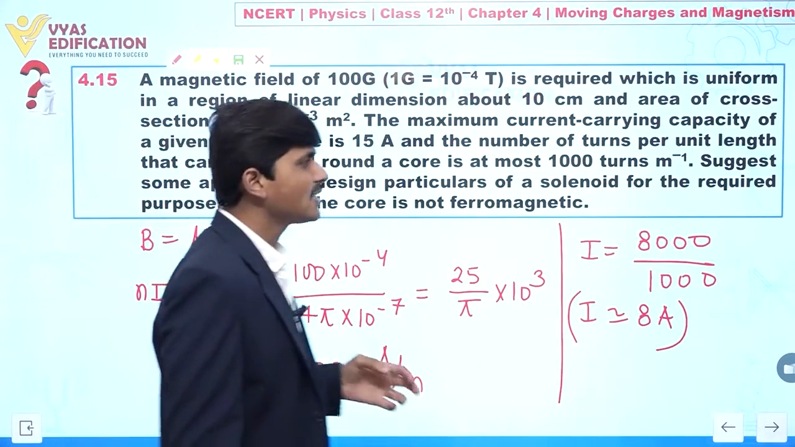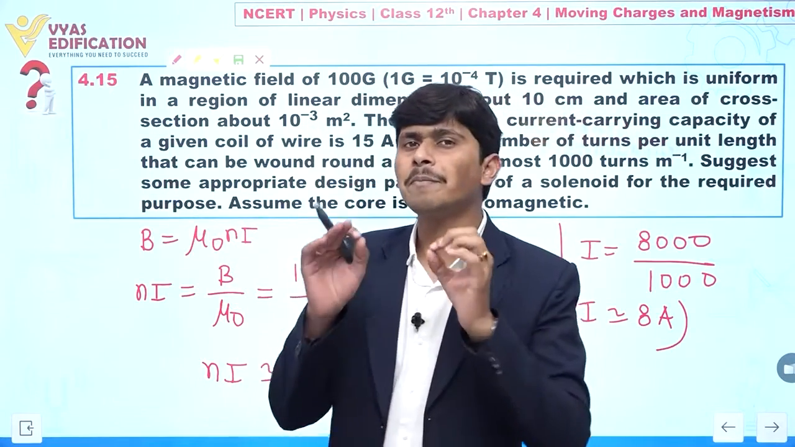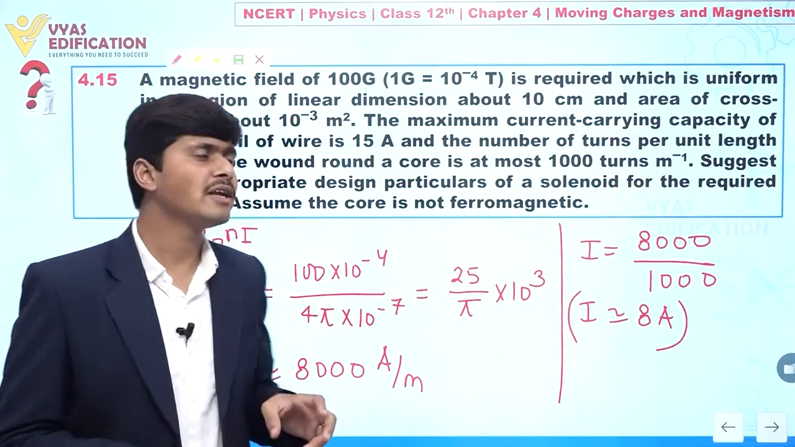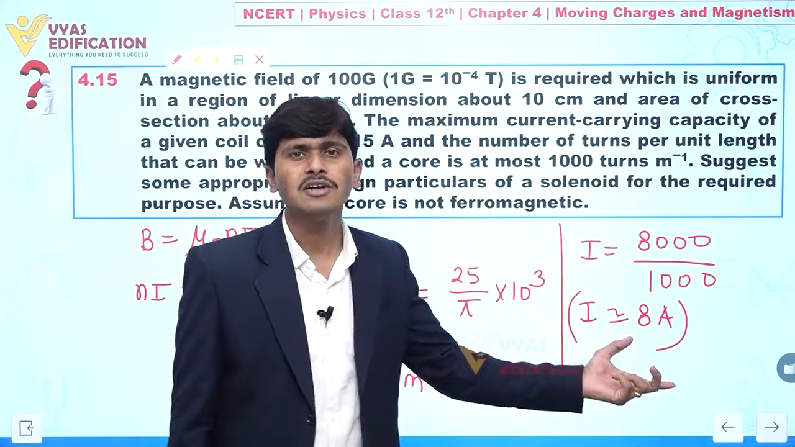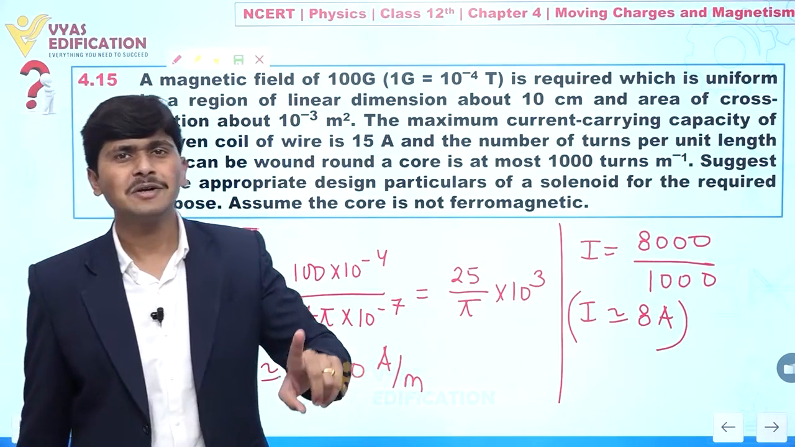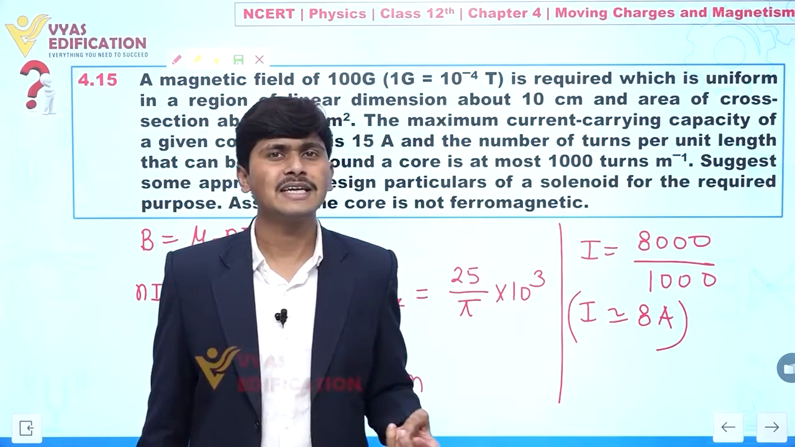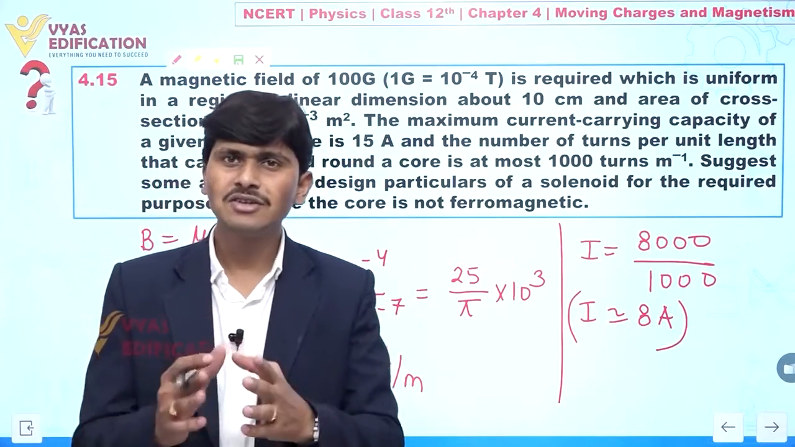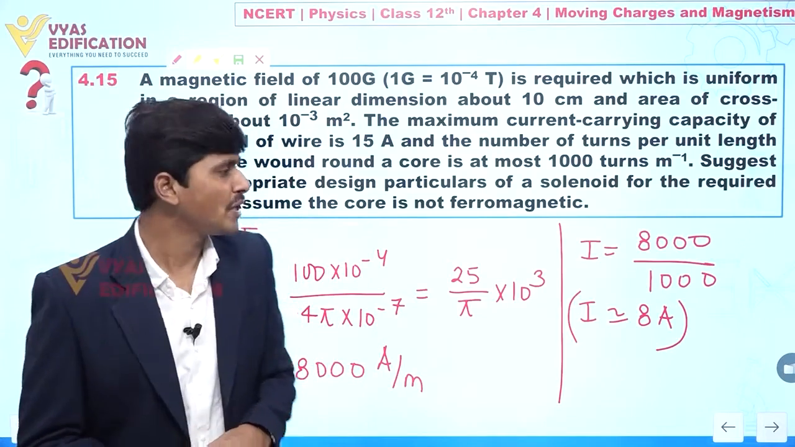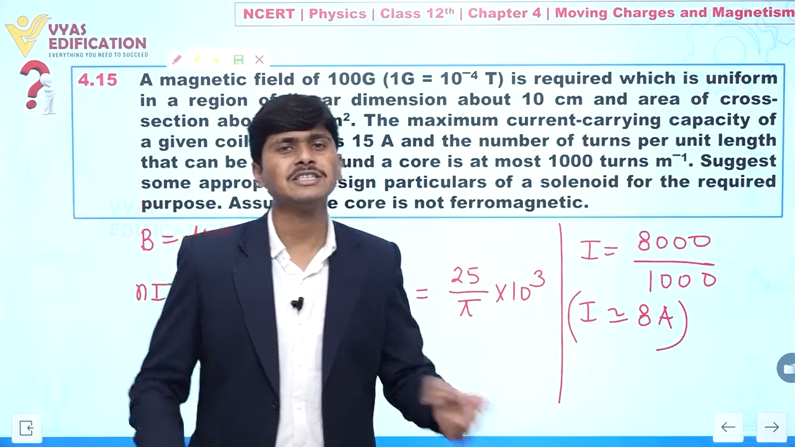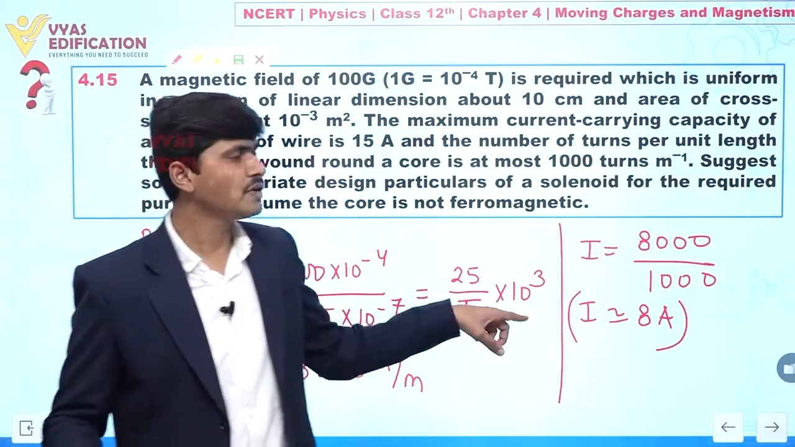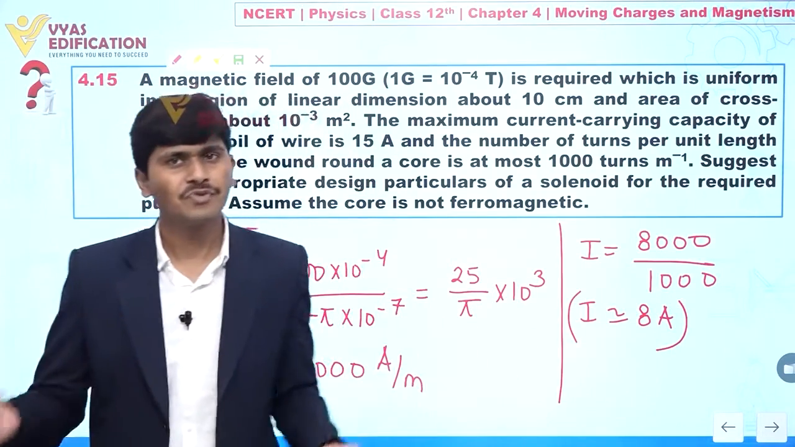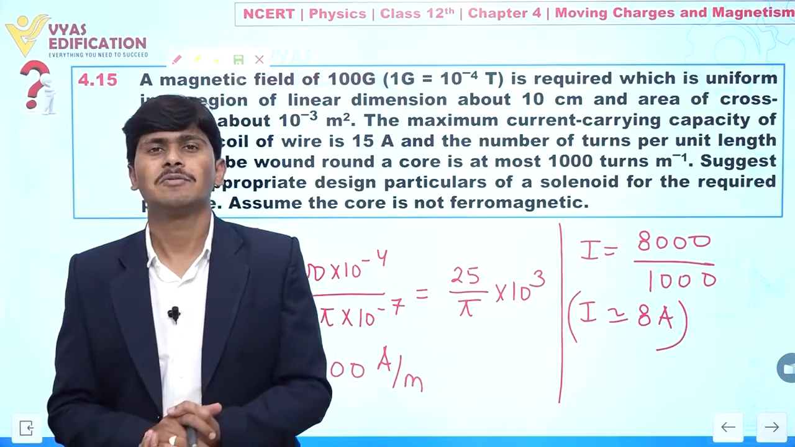So we cannot suggest a particular design because it depends on two factors, the number of turns per unit length and the current. If we are decreasing one parameter, the other parameter is increasing, so we cannot suggest a particular design, but definitely we can suggest a range, a range through which a solenoid can be formed. So this is all about this question.